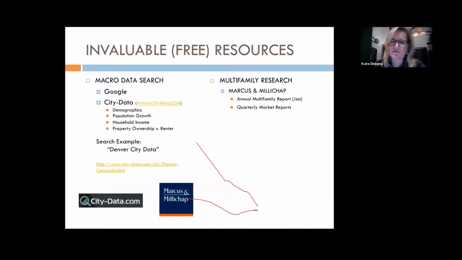What's interesting too, when I read the Wall Street Journal regularly, and when Marcus and Millichap puts out its annual multifamily report, the Wall Street Journal quotes these analysts when these reports come out. So the Wall Street Journal is turning to these reports to report on the state of the industry. So you guys are reporting on the state of the industry the same way the Journal is. If you really want to sound like you're totally geeked out on multifamily, that's a way to do it.